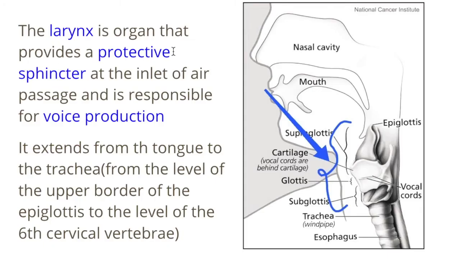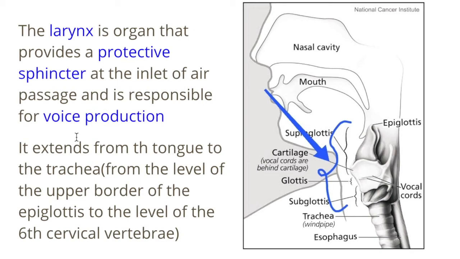Now, first of all, larynx is an organ that provides a protective sphincter at the inlet of air passage and is responsible for voice production. Okay, so you can imagine it to be a sort of cylinder that's sitting on top of your trachea, which is the windpipe, and it performs two functions here. It acts as a protective sphincter and it is also responsible for voice production.